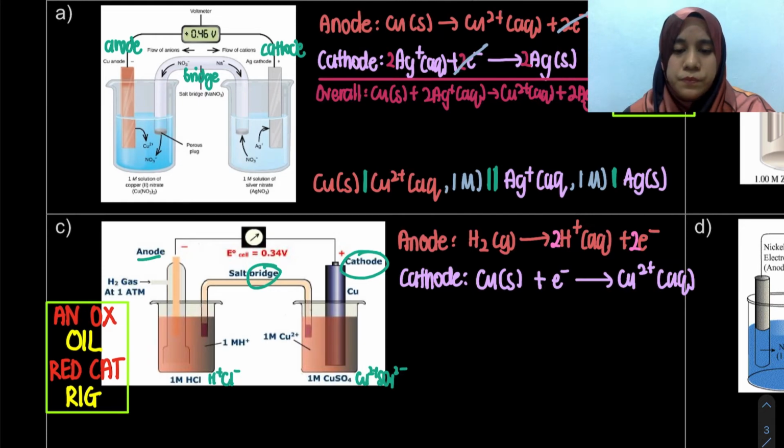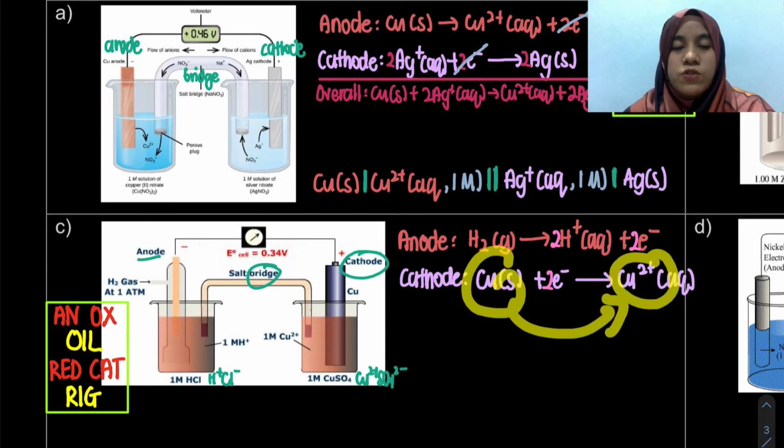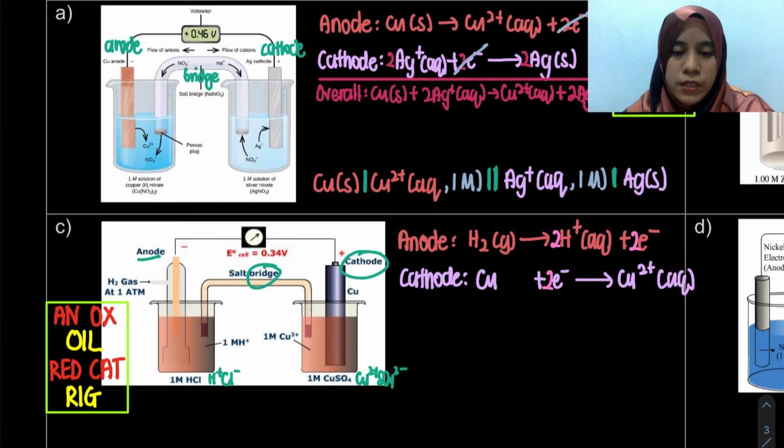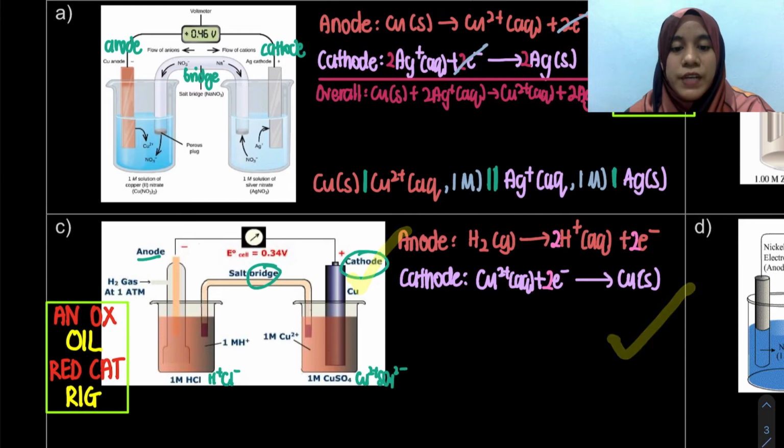Okay, but then here when we calculate the charge, we have -2 on the reactant, +2 on the product side. So when it's not balanced, you swap the position, and then you check it again. Here you have +2, -2, 0. Here you have 0. So that is the correct equation for cathode.